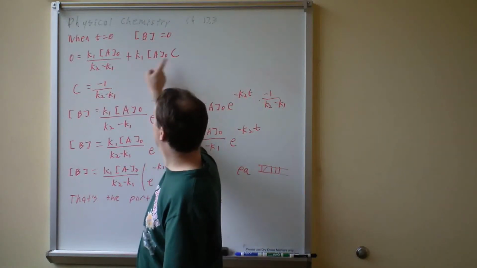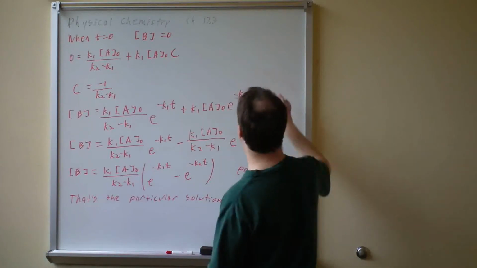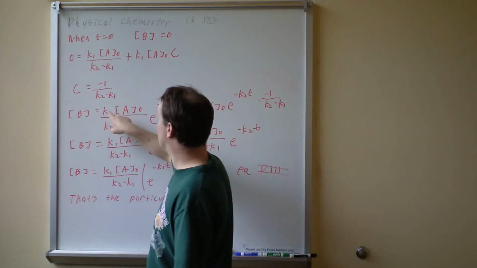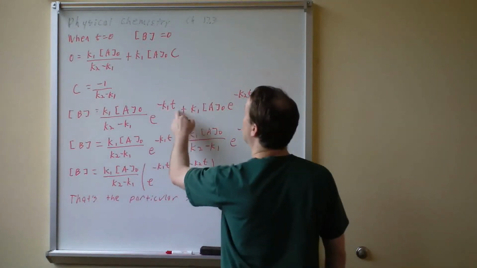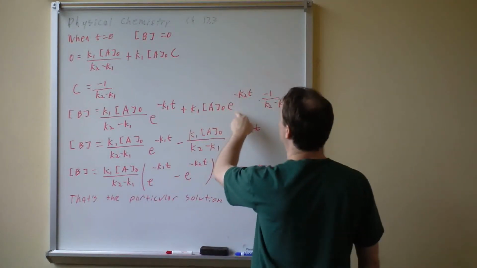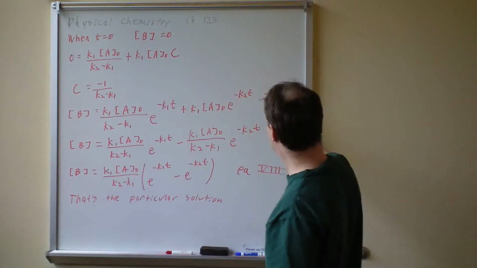So solving for C, we just get minus 1 over K2 minus K1. So we can put that back in here. Concentration of B equals K1 times A naught over K2 minus K1 times e to the minus K1t plus K1 A naught times e to the K2t times 1 over K2 minus K1.